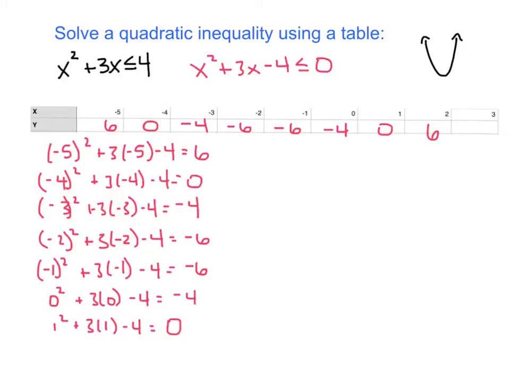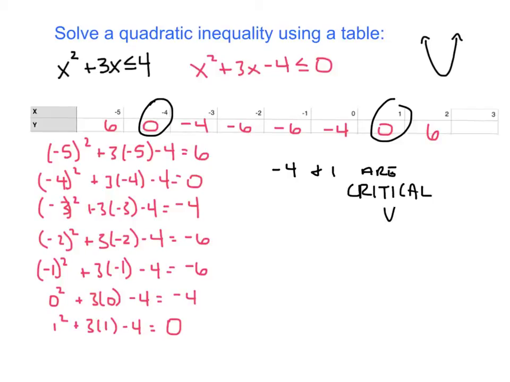The most important points are whenever we cross that x-axis. So at the x-axis, the y values are 0. So at 1 and -4, so -4 and 1 are critical values.